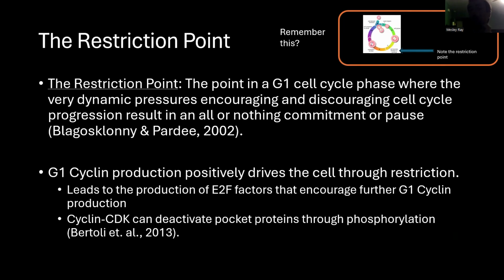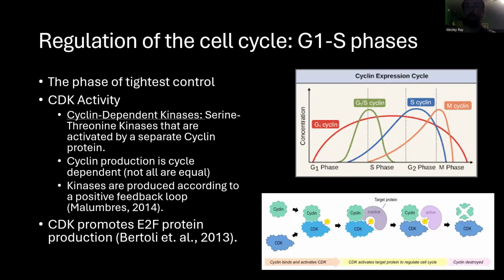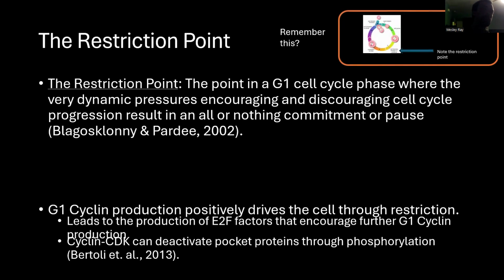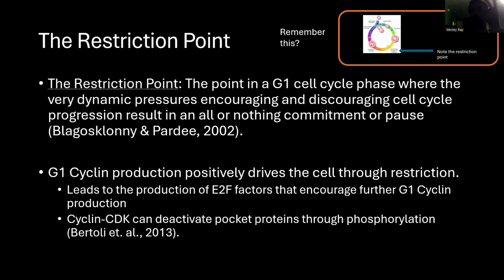G1 cyclin production is positively driving the cell through this restriction point. G1 cyclin, which was the first of the cyclins that was shown in our cyclin expression cycle chart in the top right, is being produced pretty heavily in the G1 phase. It's leading to a production of E2F factors that are encouraging further G1 cyclin production.